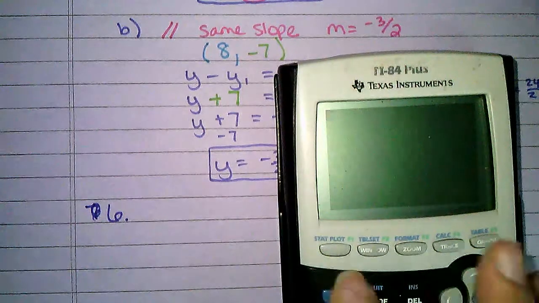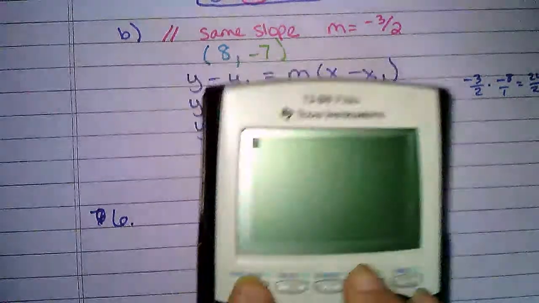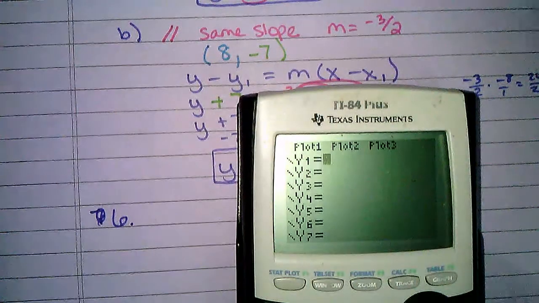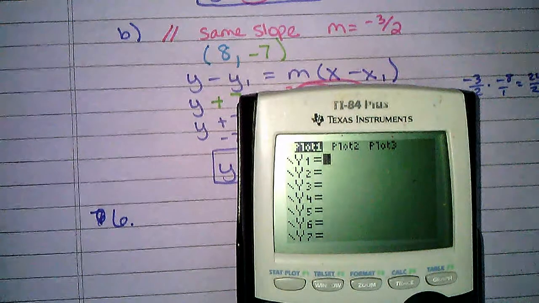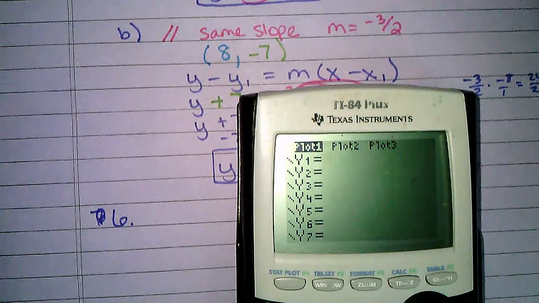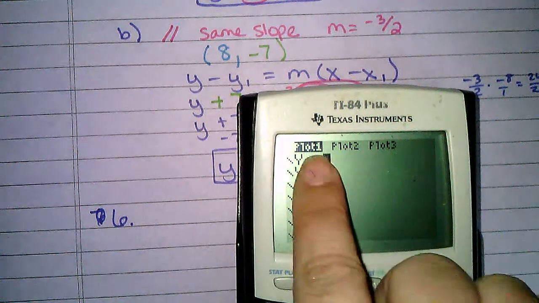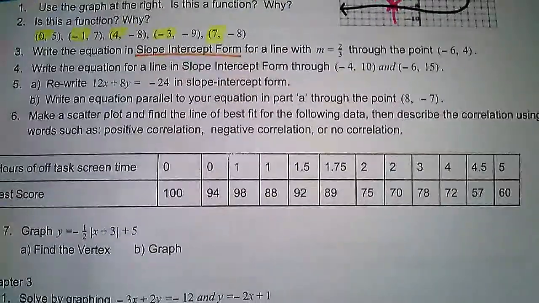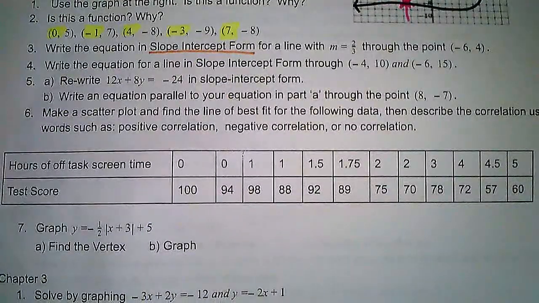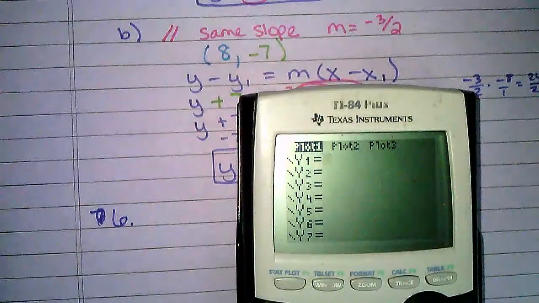So remember, to make a scatter plot, we have to have our plot 1 on. So the first thing we're going to do is hit y equals, and go up here to plot 1 and highlight it. If yours was already highlighted, you could skip that step. You don't have to do it. But if yours was not highlighted, go ahead and hit y equals, up to plot 1, enter, back down to make sure that it is highlighted, just like this. Now we need to enter all of our data. So here's our data, hours of off-task screen time and test score.